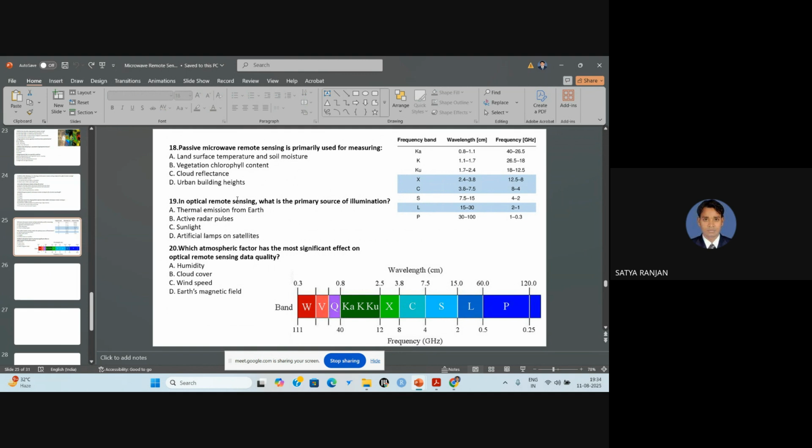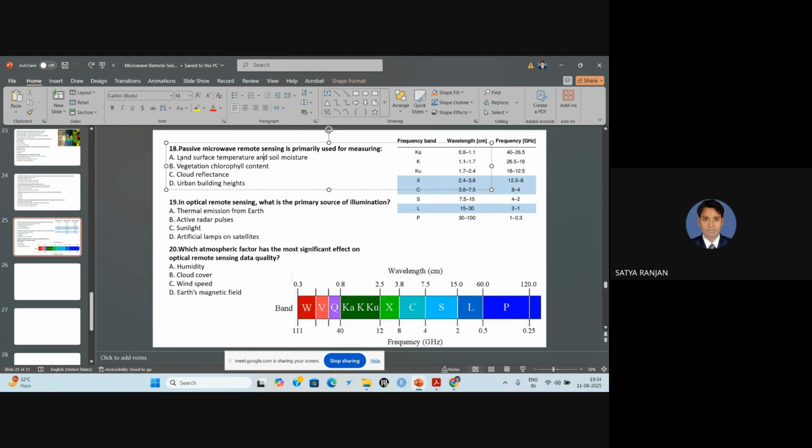Then passive microwave remote sensing is primarily used for measuring land surface temperature and soil moisture. So this is the answer. Previously this was also discussed.